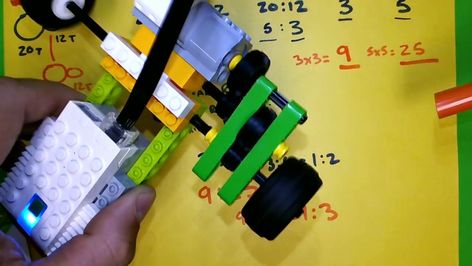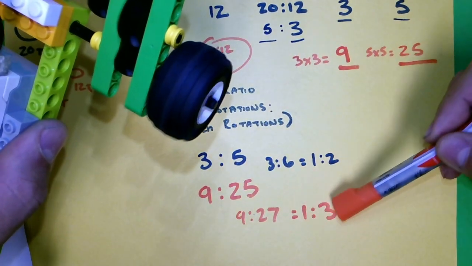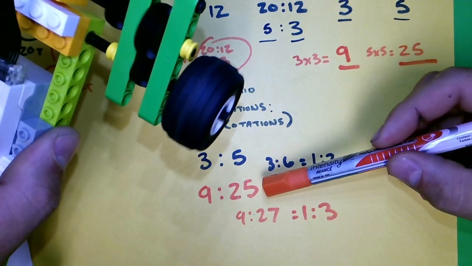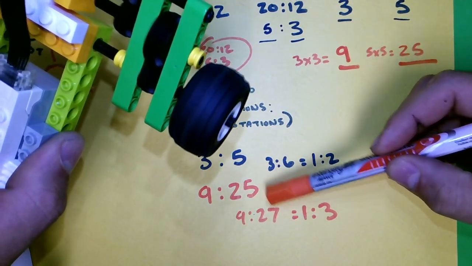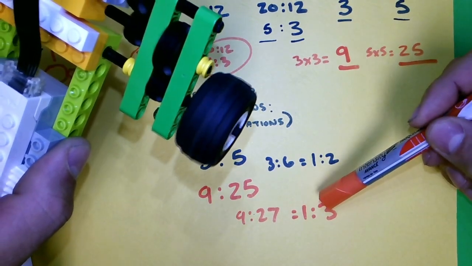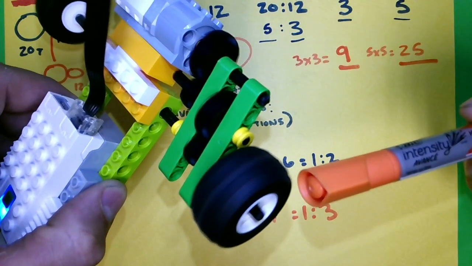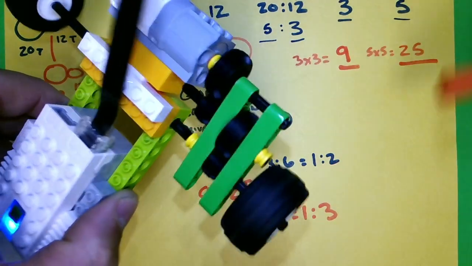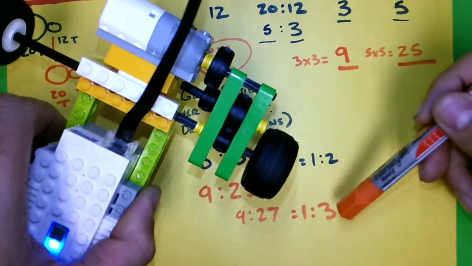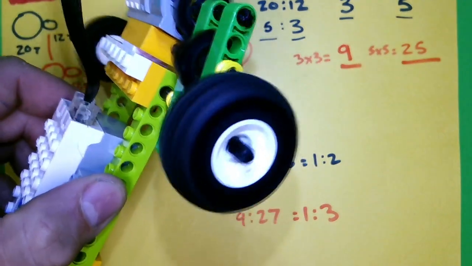Now that's a really weird number to work with, so we use something approximately close to it. So if it were actually 27 times and not 25, a little bit more, we would see that, oh, it's 3 times as fast. For every 1 time this spins, our output, the driven, spins 3 times. So by adding this, we've increased it from about a 1 to 2 to almost a 1 to 3, which is evidenced by the speed that it crossed the finish line.